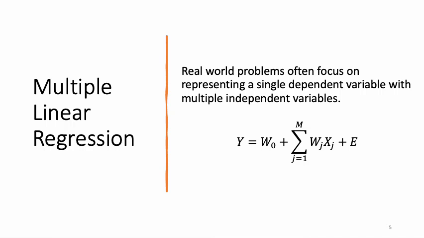Real-world problems often require representing a single dependent variable using multiple independent variables. Therefore, we use a model called multiple linear regression to model these relationships. In this model, the weighted sum of m independent variables is shown as in the equation below. The solution to multiple linear regression is based on the least squares method, with the most popular being ordinary least squares abbreviated as OLS. Now, let us take a look at OLS.